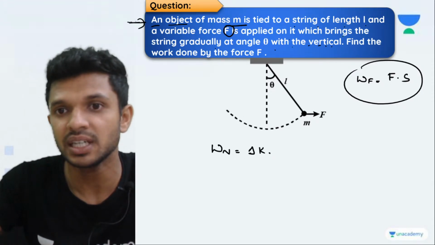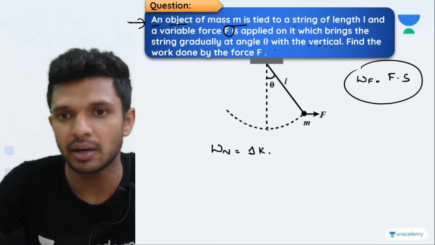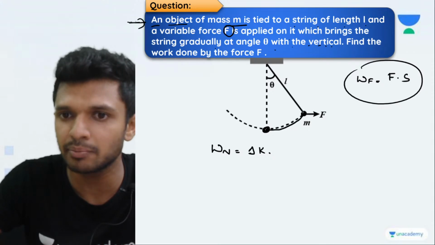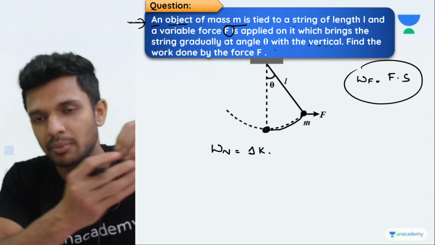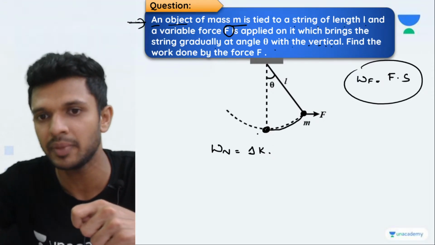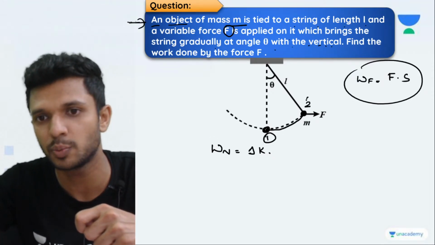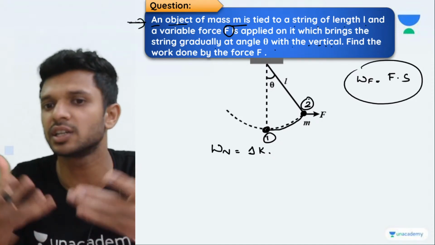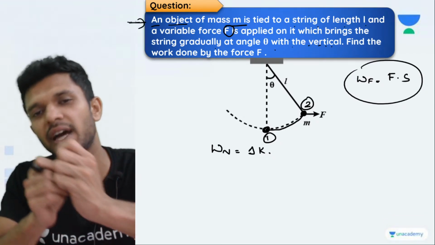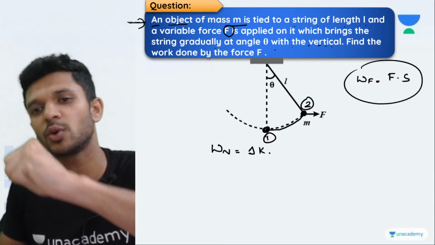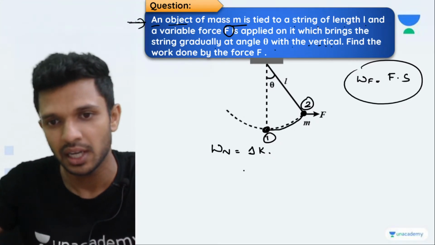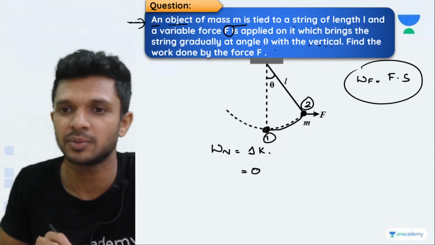It is being told that a mass which was at rest here is slowly taken and kept here, which means we are slowly moving the body of mass m from position 1 to position 2, which means there is no change in kinetic energy. Initial kinetic energy is 0 and final is also 0, because we are moving the string slowly. Now the right hand side of the equation becomes 0.